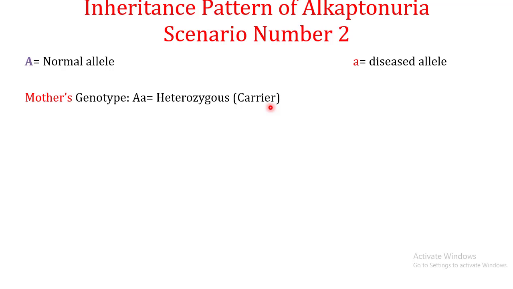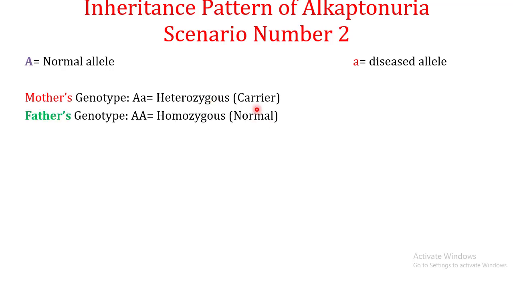That carrier means that when you talk about the autosomal recessive disorders, he or she is not going to show the symptom of the disease, but he or she has the capacity to transfer the diseased allele to the next generation. As this small a is going to represent the diseased allele. So the mother genotype, she is heterozygous, and that would mean that she is going to be the carrier for the Alkaptonuria.